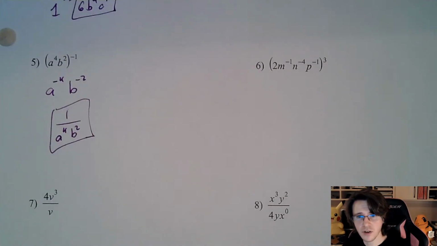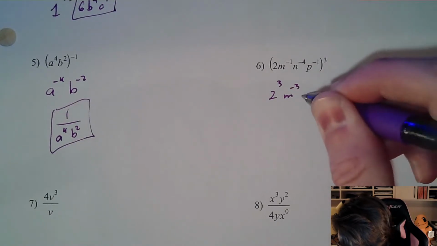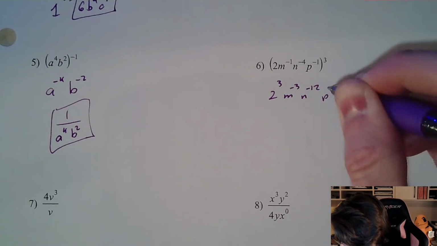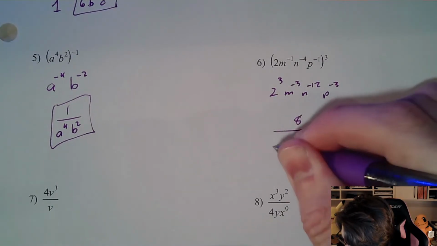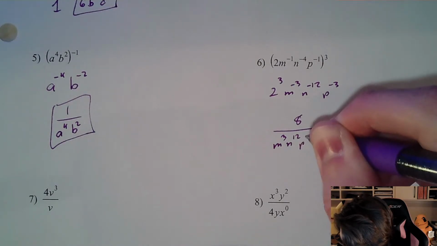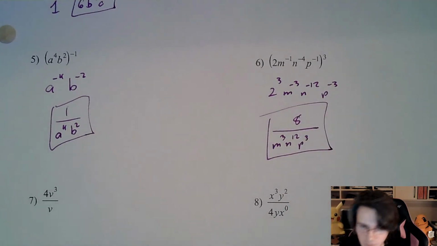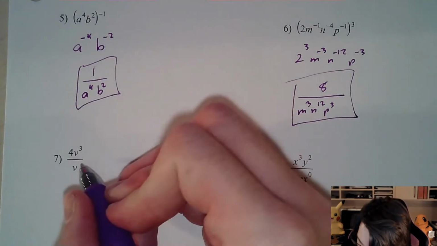Question number 6, very similar theme. You get 2 to the 3rd power, m to the negative 3rd power, n to the negative 12th power, p to the negative 3rd power. Just multiply those exponents. 2 to the 3rd is 8, and all these guys go to the bottom because they're negative exponents. That's it.